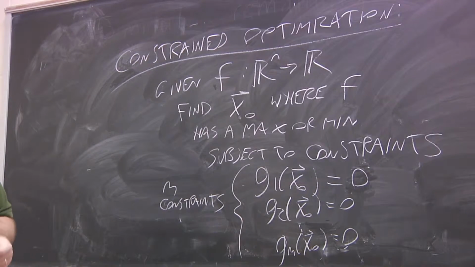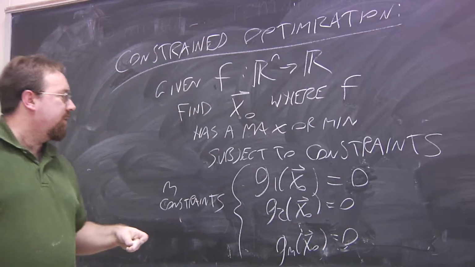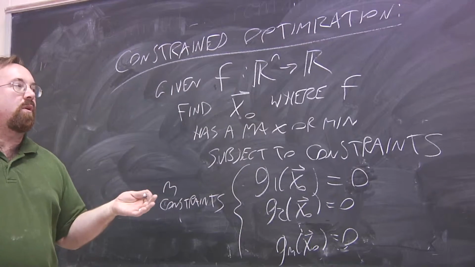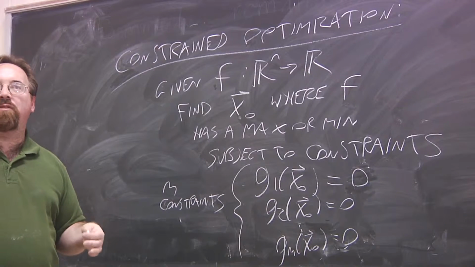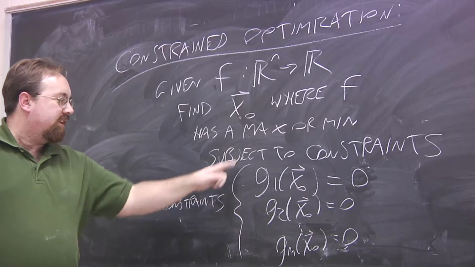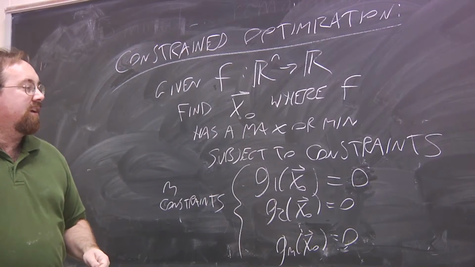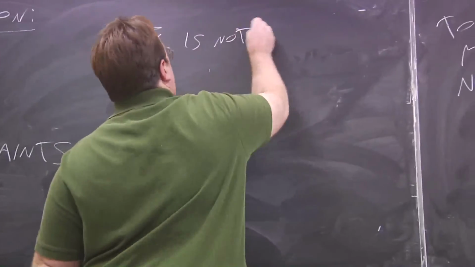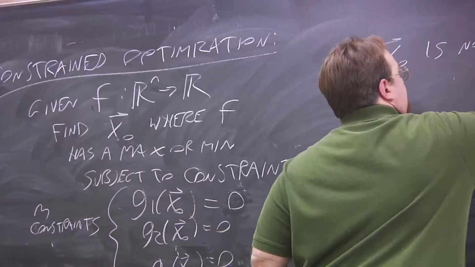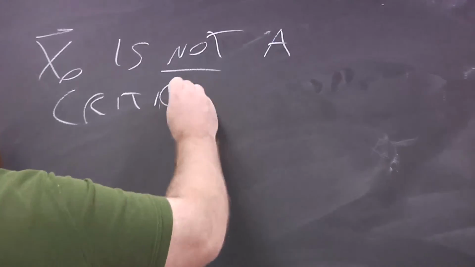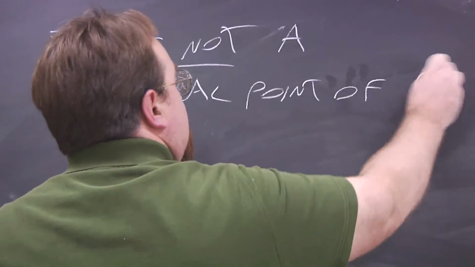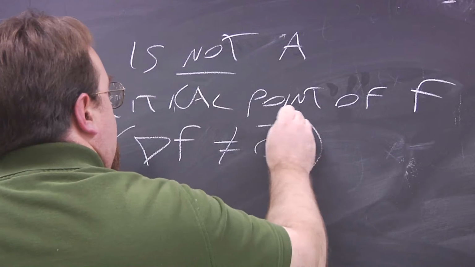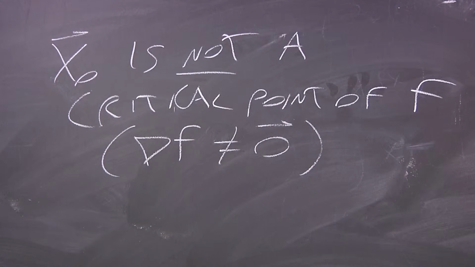All right. Now, how are we going to take these constraints into account? We'd like to use, in some way, what we did before, finding a gradient and so forth. But actually we can use those ideas. We just have to do it in such a way that takes all of these constraints into account. So now, this point x0 where we have a max or min is not a critical point of f. So we can't count on its gradient being equal to the 0 vector.